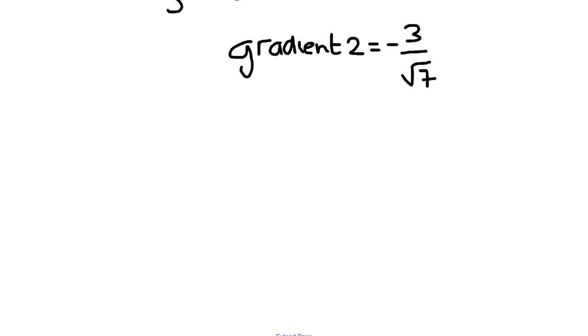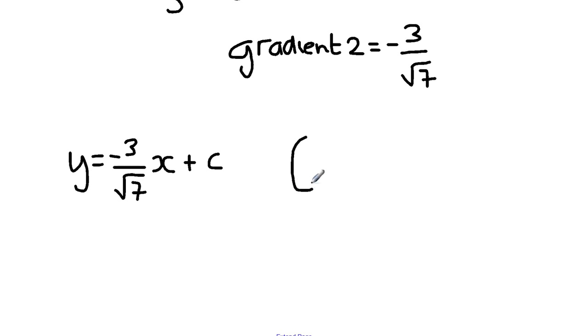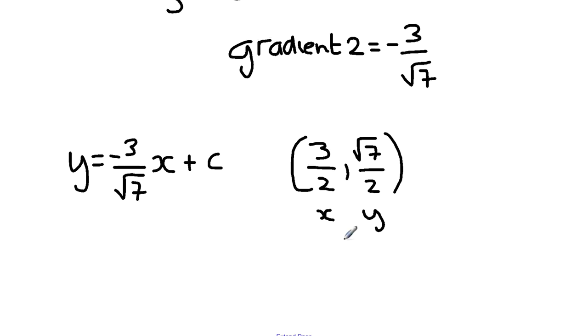The way we can do that is by substituting the values of x and y, which in this case is x being 3 over 2 and y being square root of 7 over 2, back into the equation. For example, y equals negative 3 over square root 7 x plus c. We know the value of x is 3 over 2, and we know the value of y is square root 7 over 2. Now all I'm going to do is substitute the values of x and y back into this equation to find the value of c.